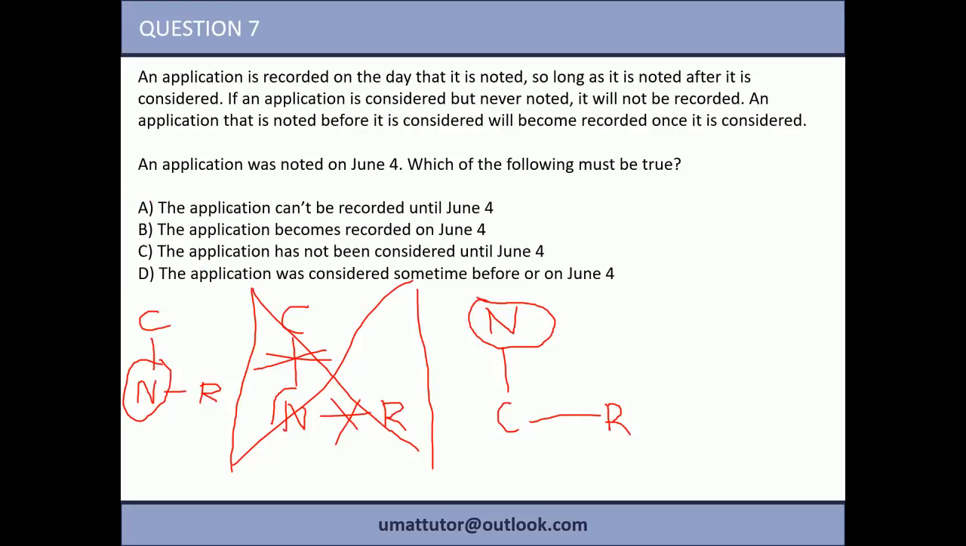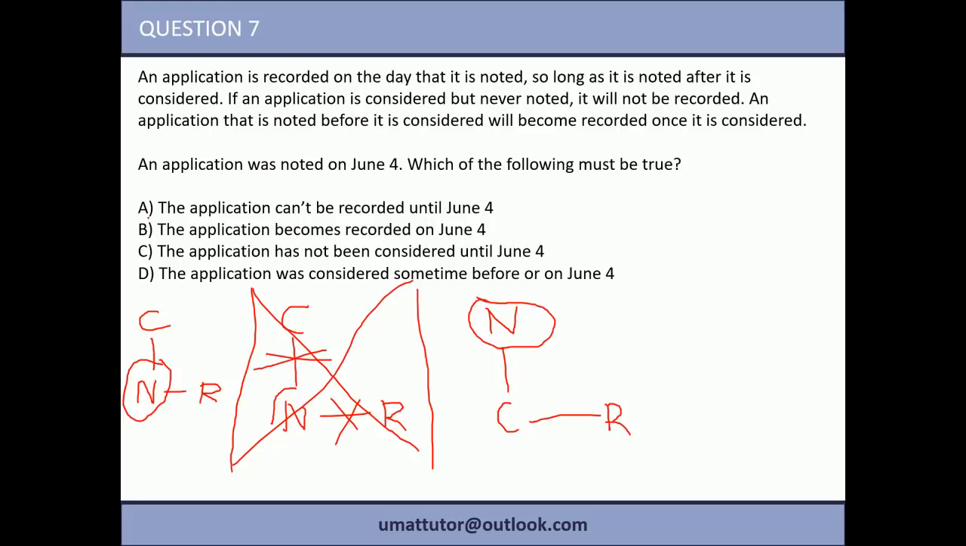Option A, the application can't be recorded until June 4. Well, that seems to be pretty true because in this case here, the application is recorded on the same day as it's noted, which is June 4. And in this situation, it's recorded after it's noted, which is June 4. So either way, it's being recorded on or after June 4, but it's not before June 4. So if you read option A again with that in mind, it can't be recorded until June 4. That sounds pretty good to me. We'll just keep going and see what the other ones say.